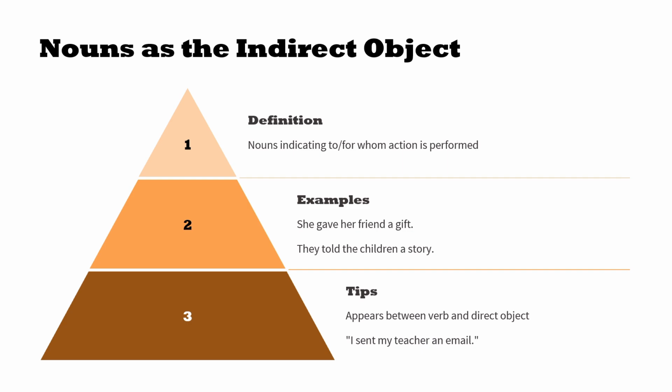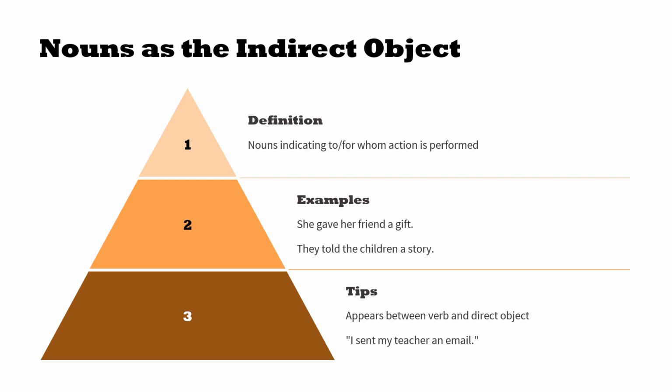Okay, so let's break this down with some examples. So in the first sentence, she gave her friend a gift. Here, her friend is the indirect object because it tells us to whom the gift was given. The direct object here is a gift. Okay, so in a second sentence, they told the children a story. In this sentence, the children is the indirect object as it shows to whom the story was told, compared to the direct object, a story. Notice that the indirect object typically comes between the verb and the direct object in sentences like these.